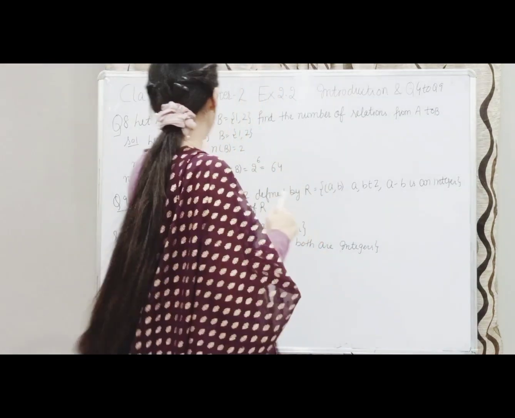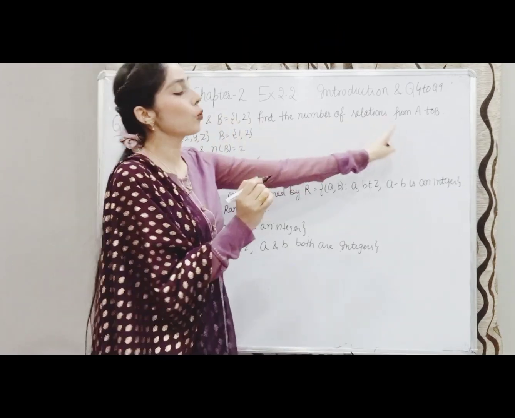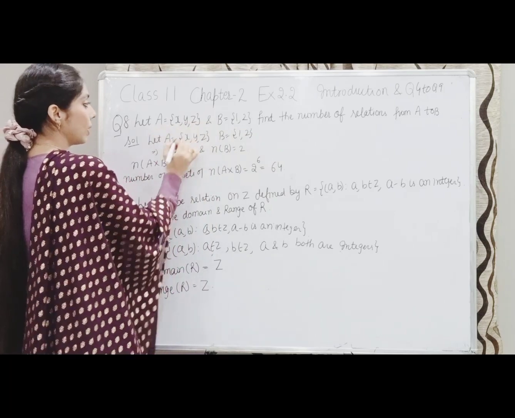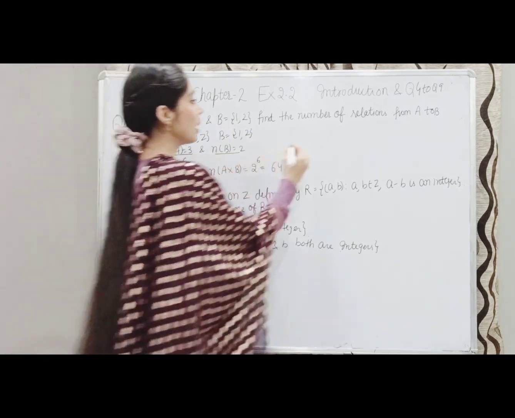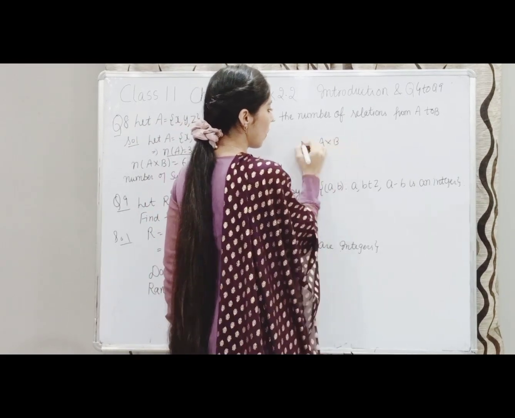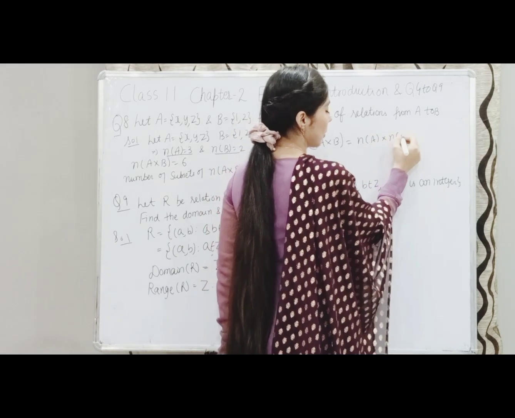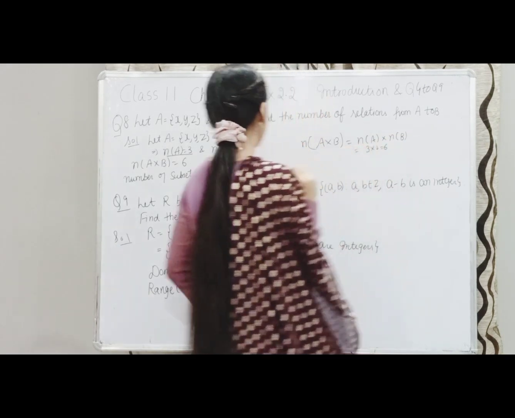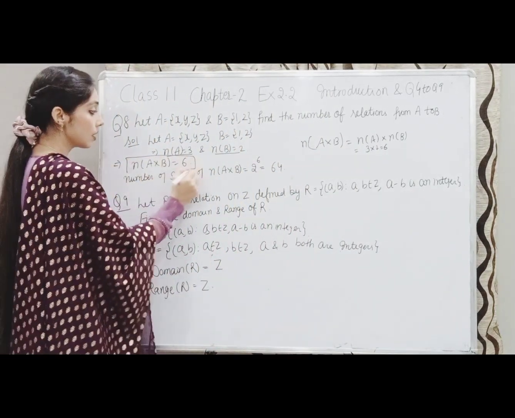Now question number 8. Let A is equal to {x, y, z}, B is equal to {1, 2}. Find the number of relations from A to B. We all know that the number of elements in A is 3 and the number of elements in B is 2. And in the Cartesian product, we have the number of elements of A times the number of elements in B. So this will be 3 into 2, 6. So the number of elements in A cross B will be 6.